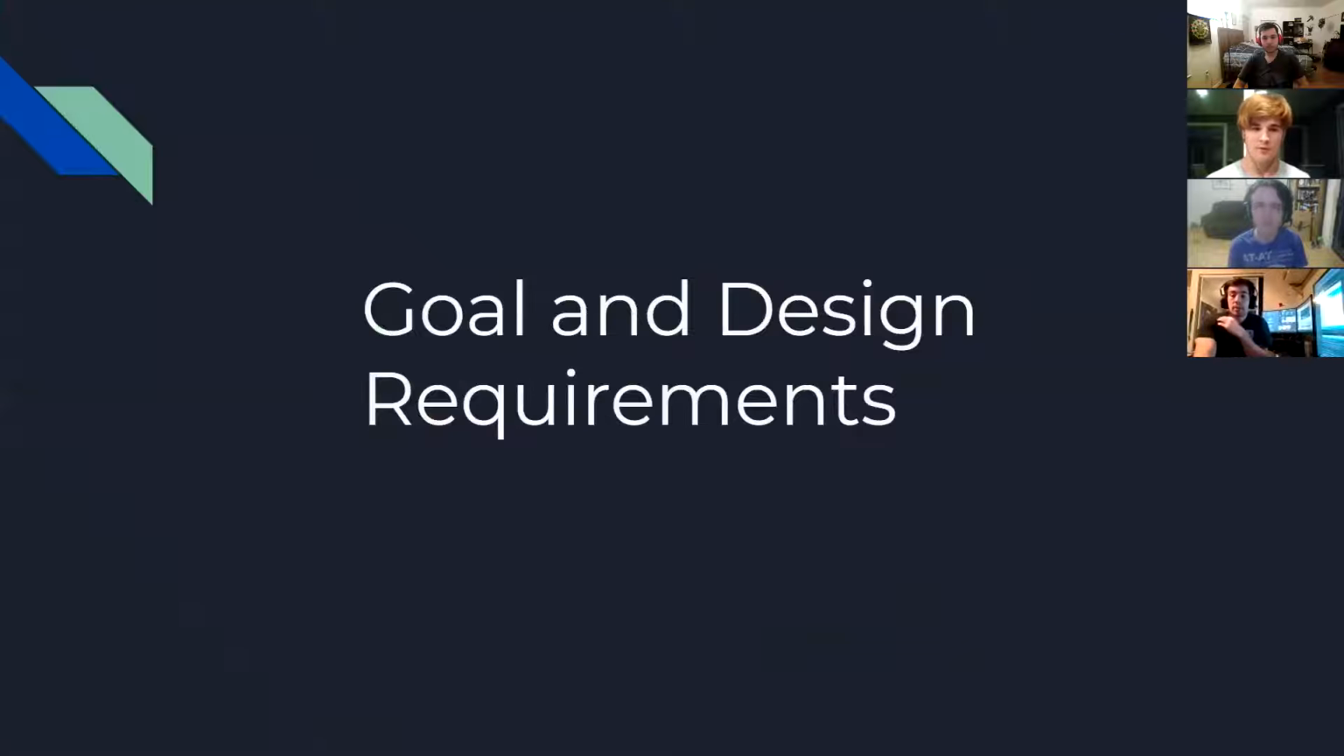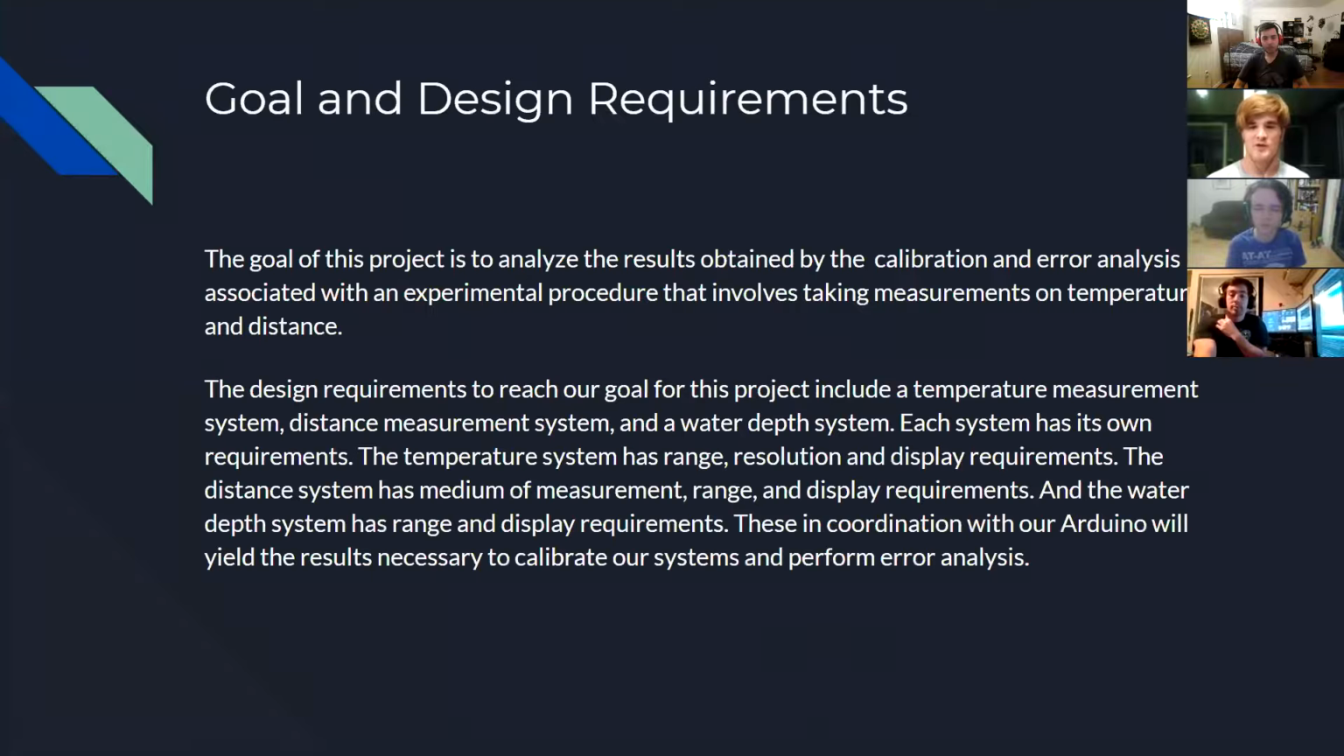I'll be going over the goal and design requirements for this project. The goal of this project is to analyze the results obtained by the calibration and error analysis associated with an experimental procedure that involves taking measurements on temperature and distance. The design requirements to reach our goal include a temperature measurement system, a distance measurement system, and a water depth system. Each system has its own requirements.